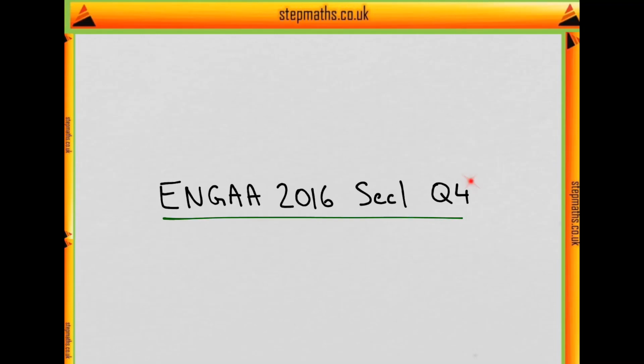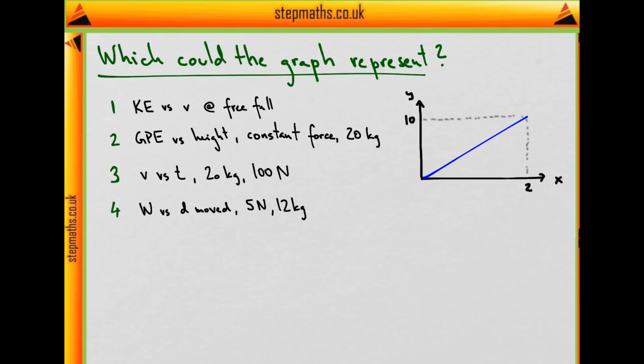In this video, we'll look at question 4 from the 2016 exam. So in this question, we get given a graph. We can see it's a linear function, and we know the values of 1 point, which is 2 and 10 in some units. We are supposed to say which of the 4 following scenarios could the graph represent, which of the 2 variables could be on the y and the x-axis.